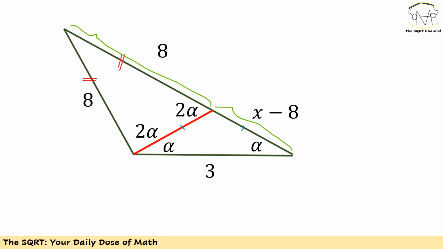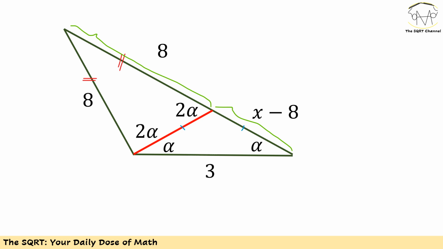The trick here is to draw the red line here in a way that we split the 3 alpha angle here into two angles, alpha and 2 alpha. First of all, if we do this, we are going to have the triangle that has alpha for two of these angles. This means that the red line here is going to be equal to the line that I showed here as x minus 8.